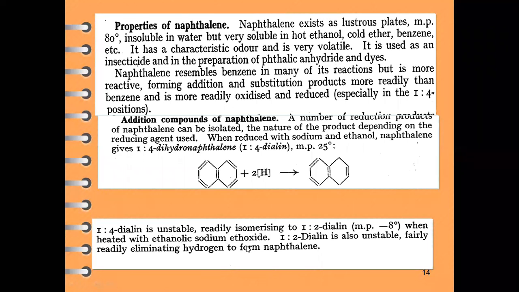When heated with ethanolic sodium ethoxide, 1,2-dialin is also unstable. See, here we are hydrogenating this naphthalene with sodium and ethanol. But if we provide greater heat to this mixture, then again this 1,4-dialin is unstable and eliminates hydrogen. Again it will eliminate those hydrogens which were added to these two carbon atoms, and this 1,4-dialin is converted back into naphthalene.